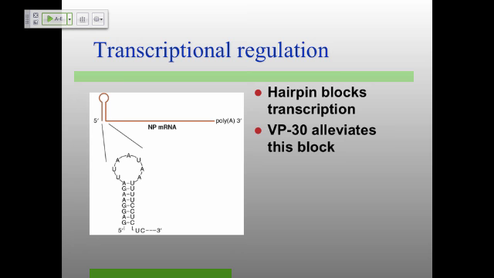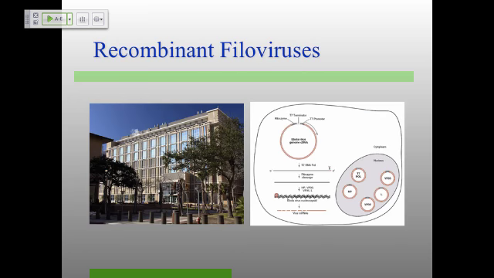A lot of these experiments have been done with recombinant filoviruses. This is just an image on how that's done. We talked about already for the positive strand RNA viruses, it's relatively easy to make an infectious clone because it's an RNA. That RNA can be translated, make the proteins, etc. Negative strand RNAs are a lot harder to make.